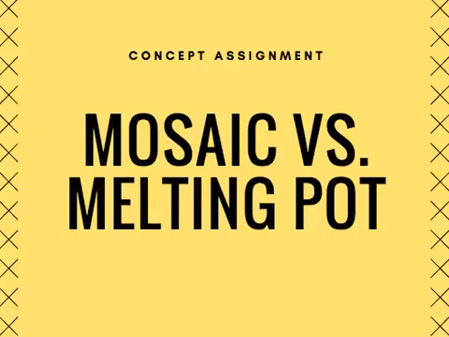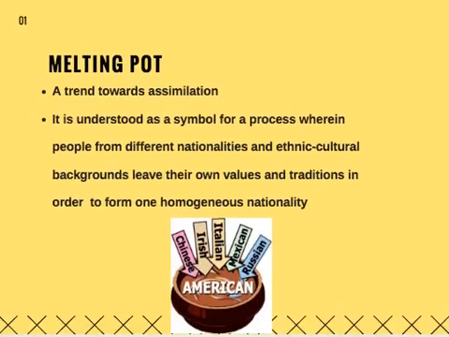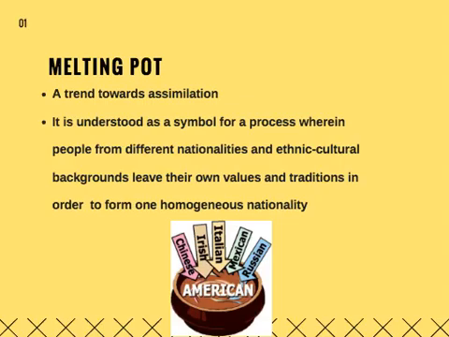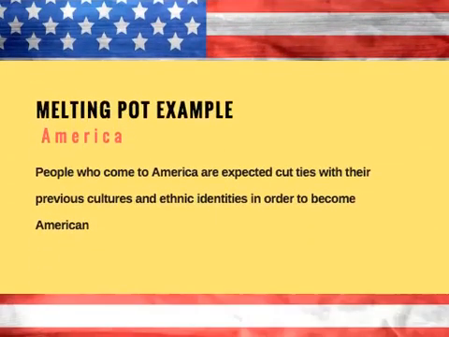Assignment is on the mosaic versus the melting pot. Our first concept is the melting pot. It is understood as a trend towards assimilation, as well as a symbol for a process wherein people from different nationalities and ethnic cultural backgrounds leave their own values and traditions in order to form one homogeneous nationality. A common example of a melting pot is America.